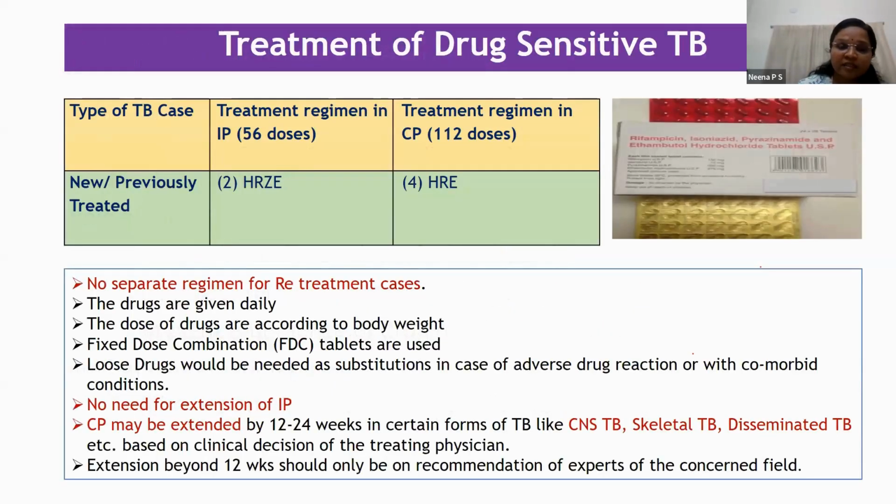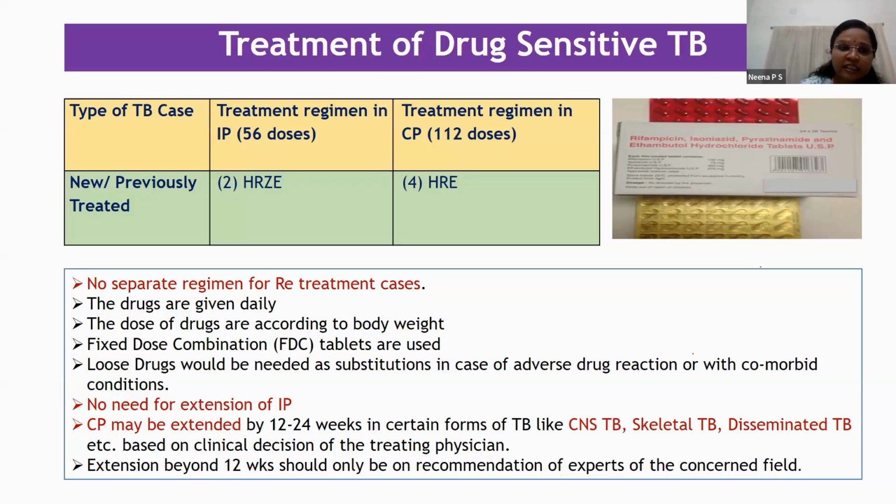So the regimen, you have the 6 months regimen. The initial intensive phase is actually for 2 months. It is 56 doses. We have INH, rifampicin, pyrazinamide, and ethambutol. And in the continuation phase, it is actually 4 months, that is 112 doses. Even though we say 2 months and 4 months, and the total is 6 months, the total dose will be only 168 doses, and it is actually around 5.5 months only.